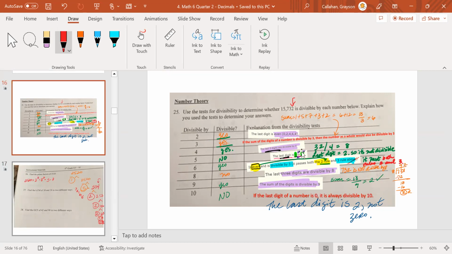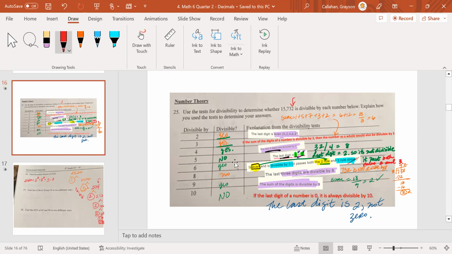Divisibility rule for 3: if the sum of the digits of the number is divisible by 3, the number as a whole will be divisible by 3. So you do 1 plus 5 plus 7 plus 3 plus 2. We determine that is going to equal 18, right? 18 divided by 3 is 6, so it's divisible. So the answer is yes.